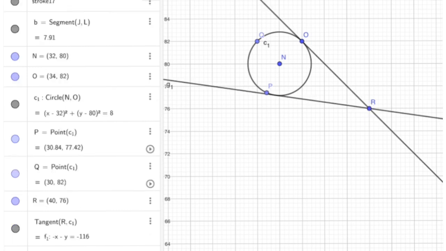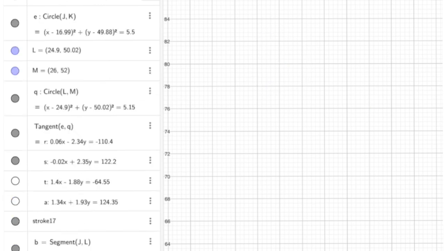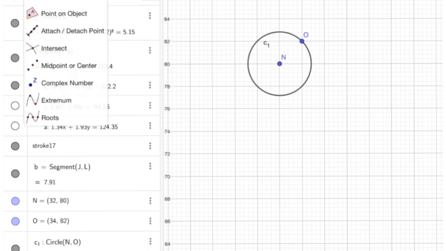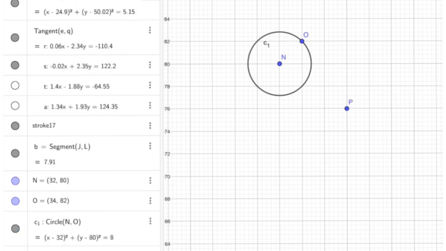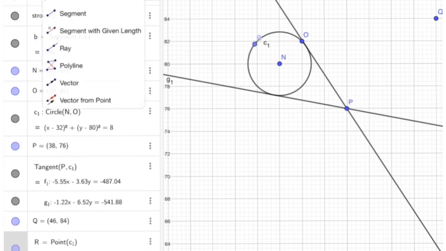Oh yeah, I don't know how to do that. Sorry. I don't need the points. I just need one, I think. Yeah, I need one only. Okay. Tangents. Then I'll add another point here. Then tangent again.